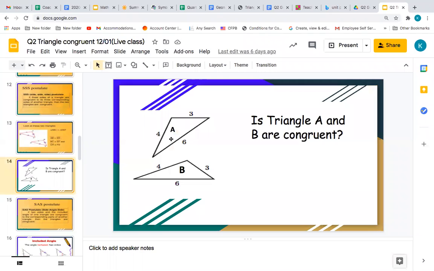For example, if you look at those three sides in triangle A and look at triangle B, all those corresponding sides, like 4, 4, 6, 6, and 3, 3, if they are equal, then if you take this triangle and put it on top of the other, it will fit exactly, or congruent. So this is what we learned last time.